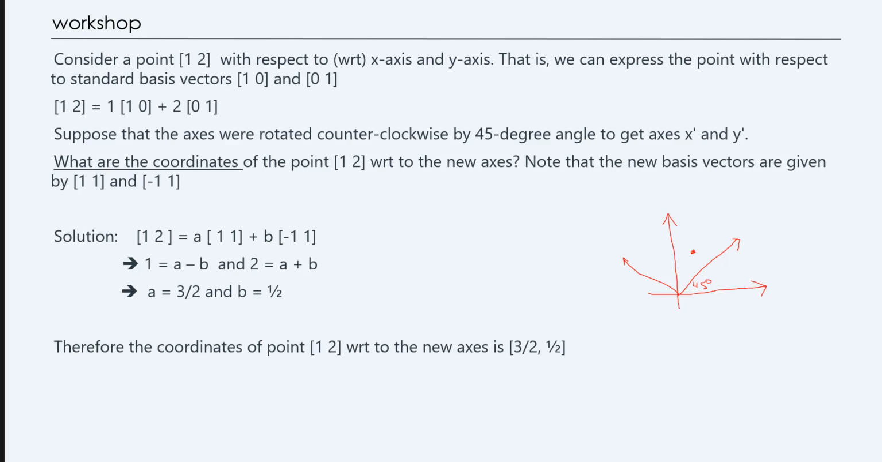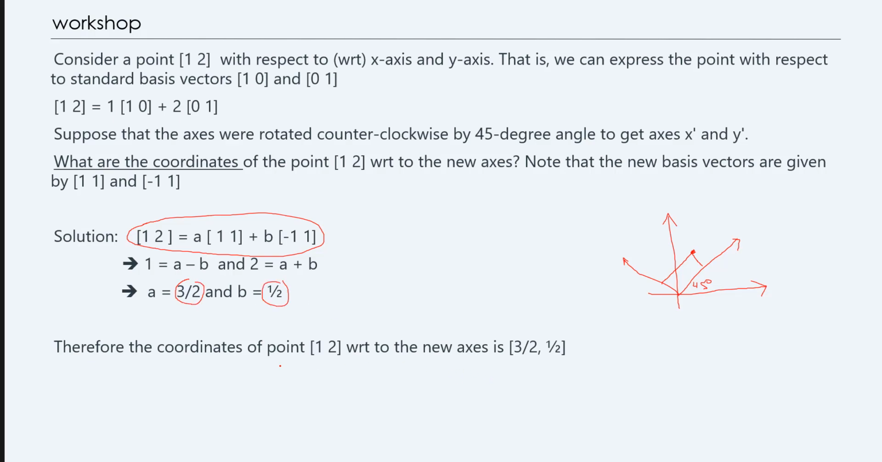I think the question we're asking is, what are the coordinates of that point with respect to the new set of axes? That's what we're trying to solve here by trying to express (1, 2) in terms of the new basis (1, 1) and (-1, 1). So this is (1, 1) and this is (-1, 1). So again, we go through solving the equations. 1 is equal to A minus B, and 2 is equal to A plus B. By solving them, you get 3 halves and 1 half.